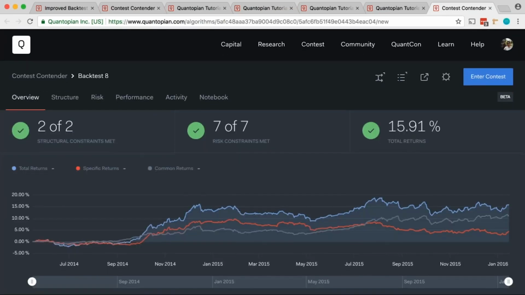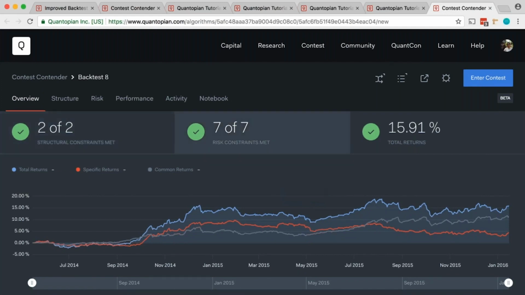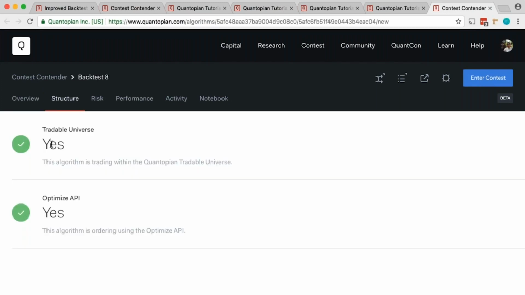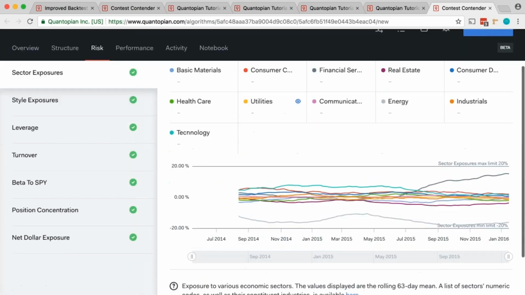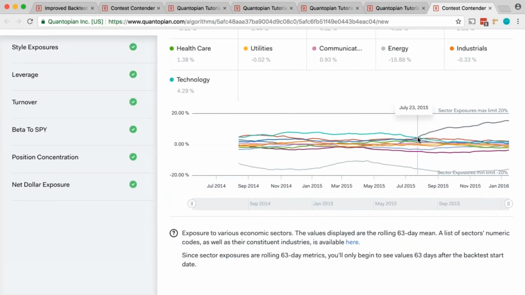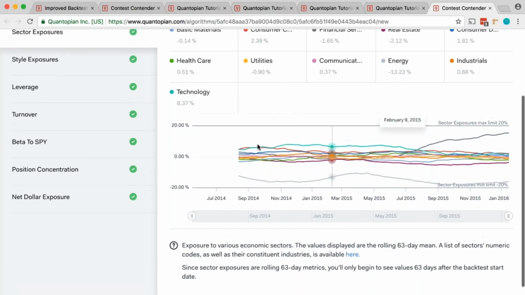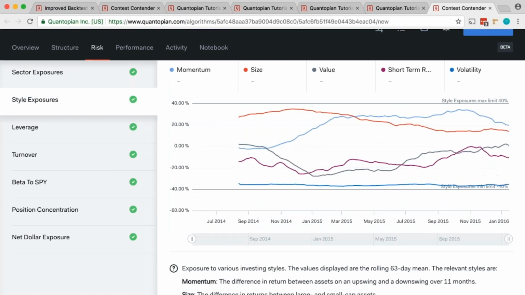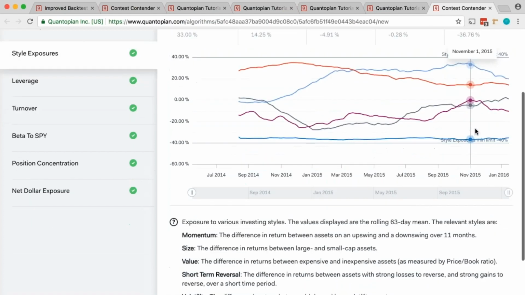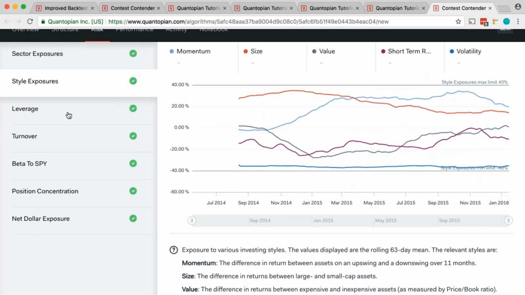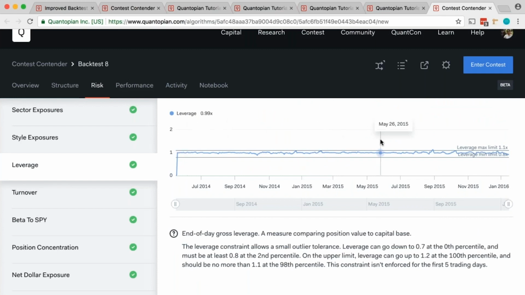And now when I look through my returns, I can see that I meet all of the constraints. So we look at structure. I am trading now within the tradable universe because I added that to my base universe screen. I am ordering with the optimize API as I was doing before. If we look at risk now, the numbers look a lot better. All of my sector exposures are well within this band of plus 20 to minus 20%. So that's keeping me pretty controlled on each of the sector exposures. Likewise with style, there is still some fluctuation, but it's very much in the acceptable range, and nothing ever crosses the 40% mark. Leverage is actually pretty well constrained.